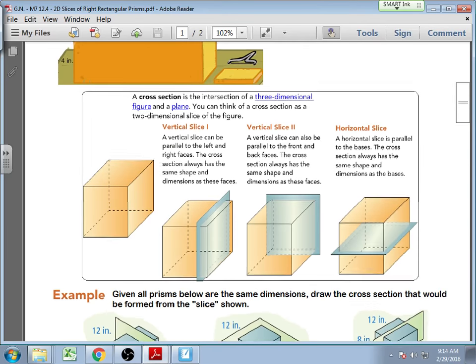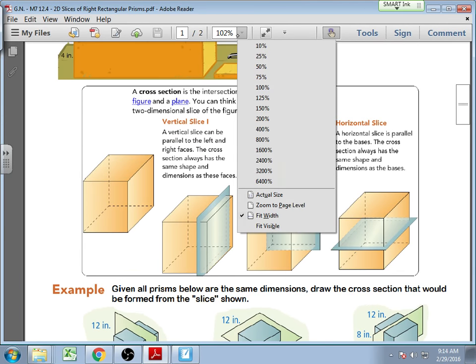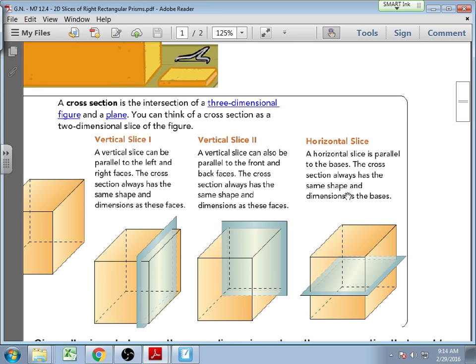So right here, we're looking at this horizontal slice. What happens if I shift it up or down? Does that change the size? If I shift where I sliced, if I slice higher on the block or lower on the block, will the size of my slice change? No, because it is only going to use this length and that width. The height doesn't matter. So I want you guys on your paper to draw where the slices are.